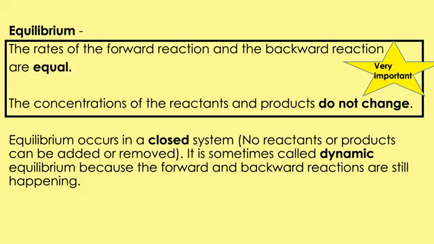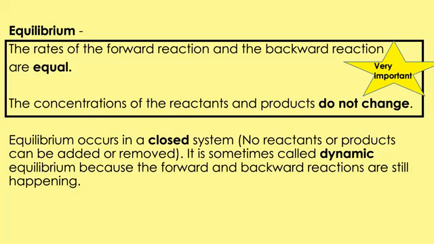What we find with reversible reactions is that when we've got a closed system, a closed system means that no reactants or products can be added or removed. So it's a sealed closed system where nothing can get in or out. When we have a reversible reaction in a closed system, eventually we get to a state of equilibrium where the rate of the forward reaction and the backward reaction is equal. And because the forward reaction and the backward reaction are going at equal rates, the concentration of the reactants and products doesn't change. But the reactions are still happening.